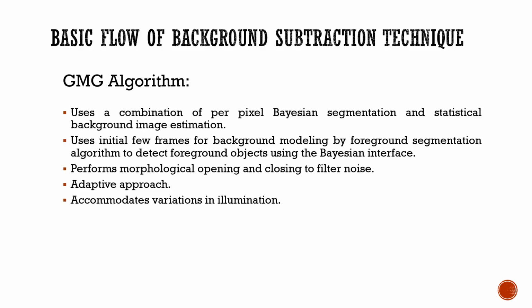The next algorithm is the GMG algorithm. Basically, this algorithm was proposed in the paper "Visual tracking of human visitors under variable lighting conditions for a responsive audio art installation" in 2012. It is a combination of a per-pixel Bayesian segmentation technique and statistical background image estimation. In this technique, it considers the first few frames for background modeling and employs a foreground segmentation algorithm for detection of the possible foreground objects by the use of the method of Bayesian inference.